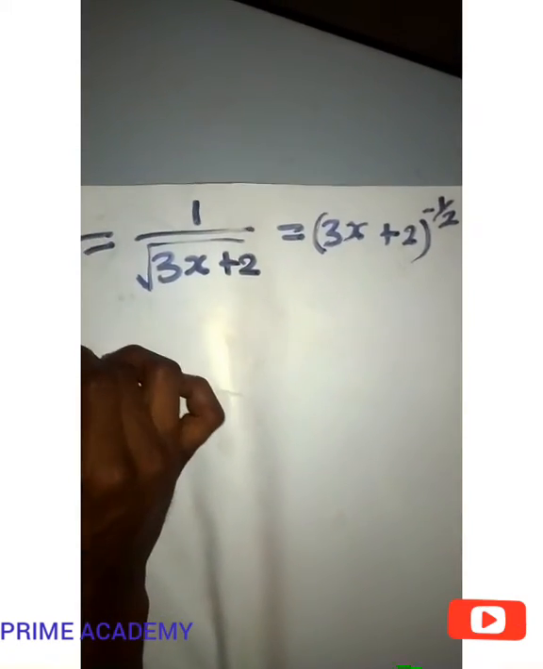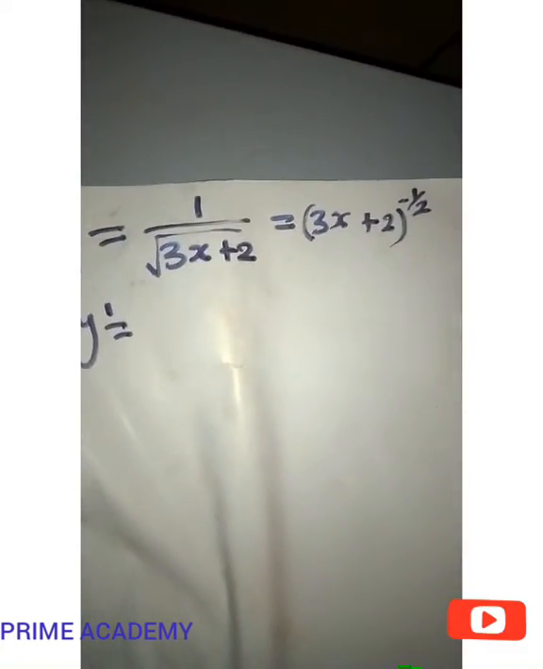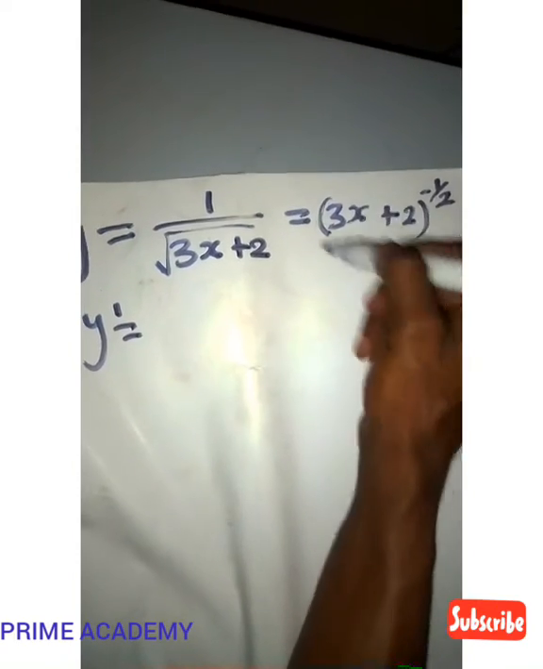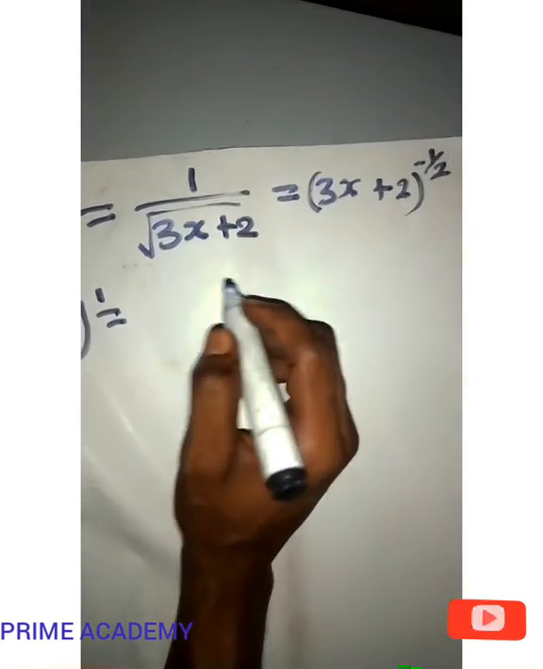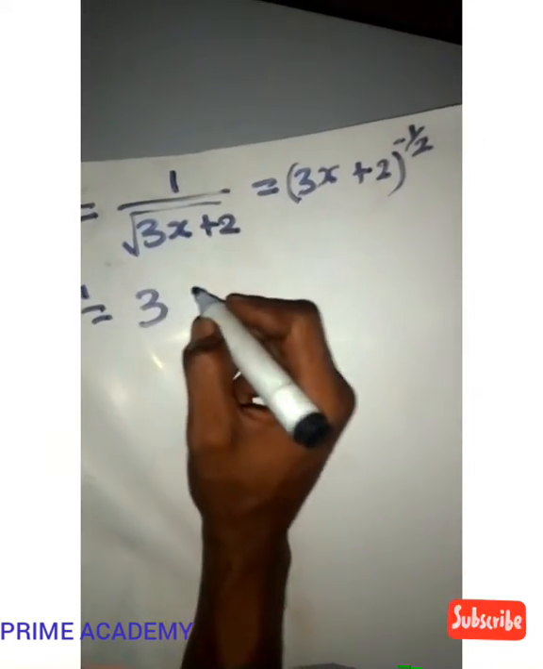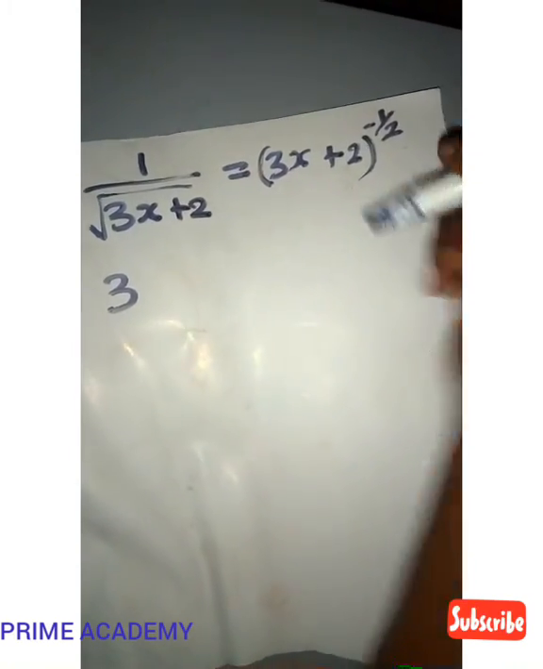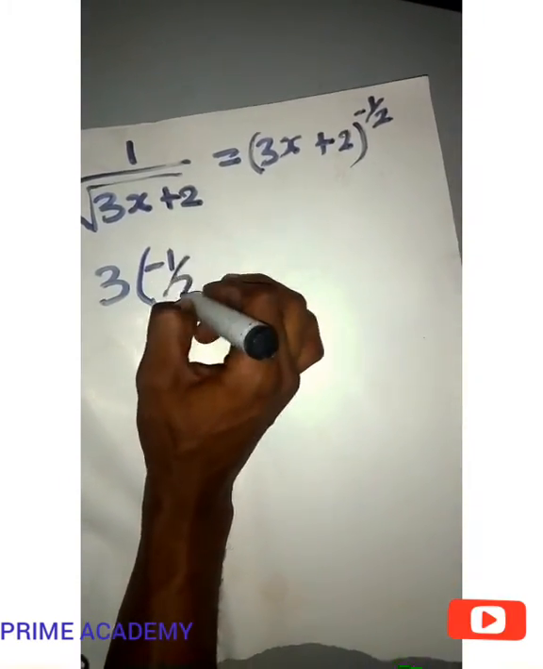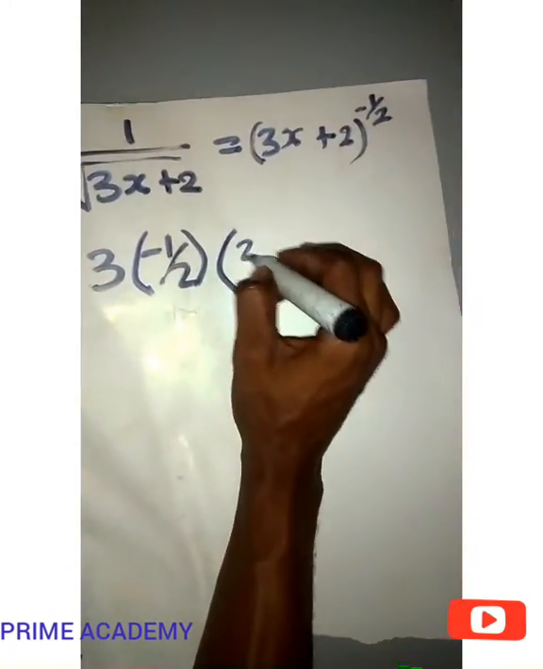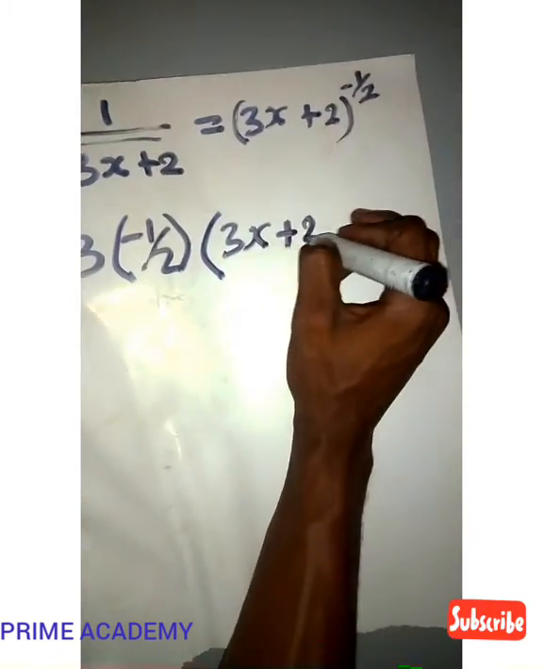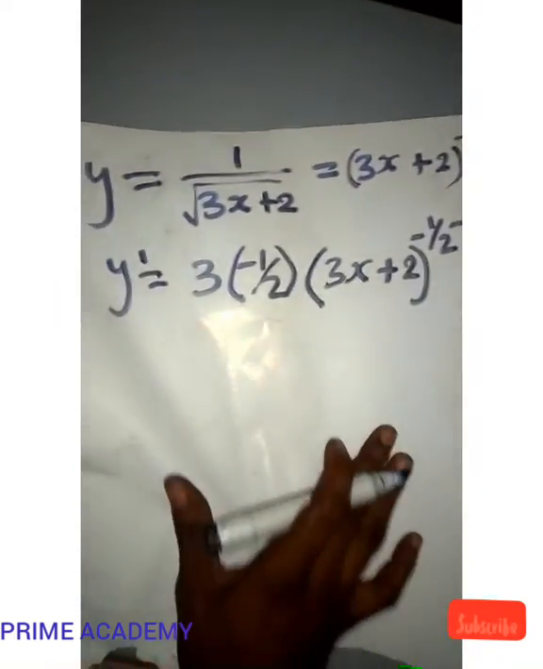So I'll be differentiating. So y prime, the first derivative, is going to be: differentiate from the inside. When I differentiate the inner function, which is 3x plus 2, I would get 3. Then differentiate the outer function, which is negative half. So you'll be multiplying by that negative half when you're differentiating the outer function. Then you rewrite the inner function, 3x plus 2, raised to the power of negative half minus 1. So that is what we have.